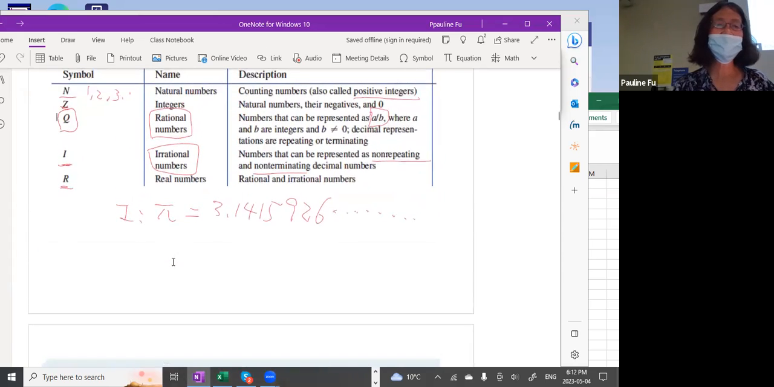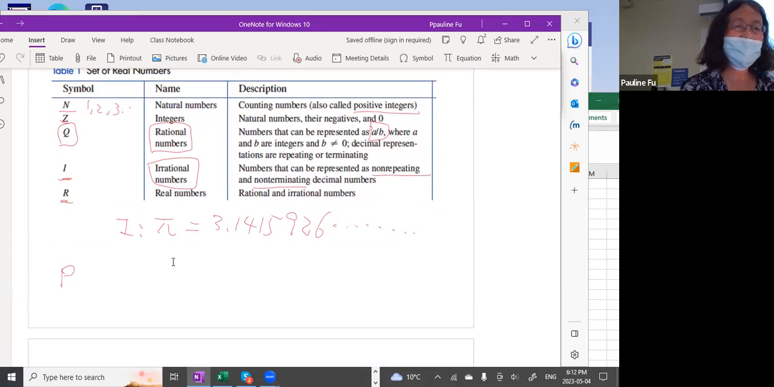And the relationship among those is this. Real numbers include rational numbers Q and irrational numbers. And rational numbers include natural numbers and integers. Those are the relationships. So for example, if a number is a natural number, for example 1, 2, 3, then 1, 2, 3 also belong to Q, rational numbers, because you see in this diagram, and 1, 2, 3 also belong to R, real numbers.